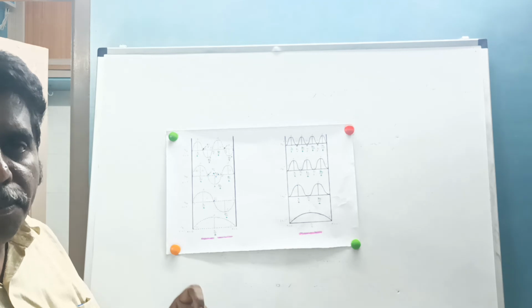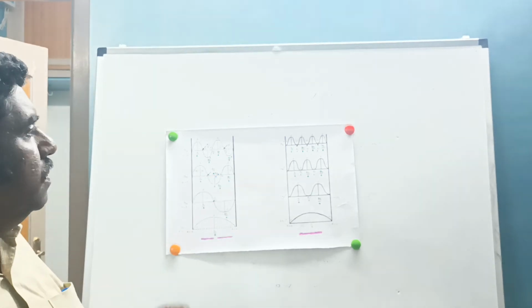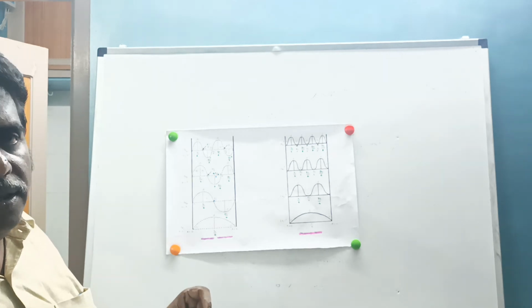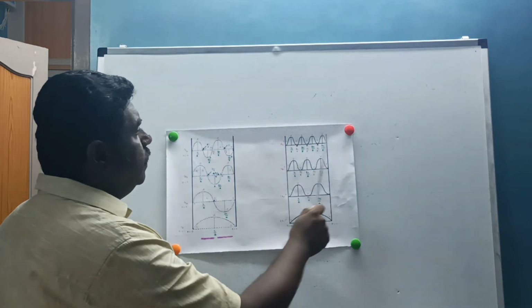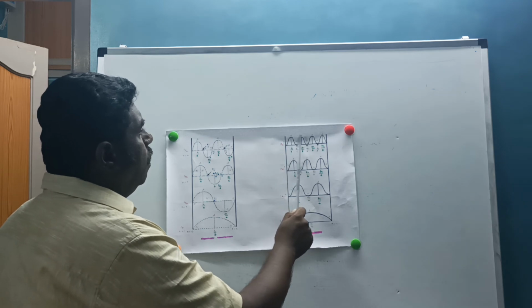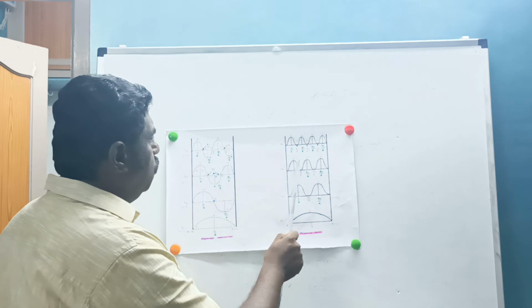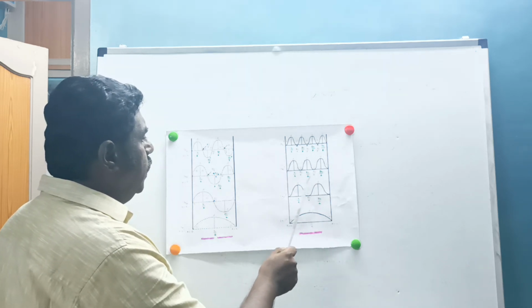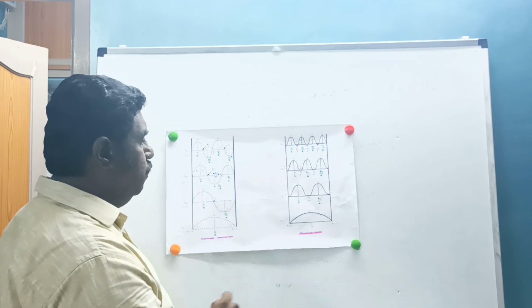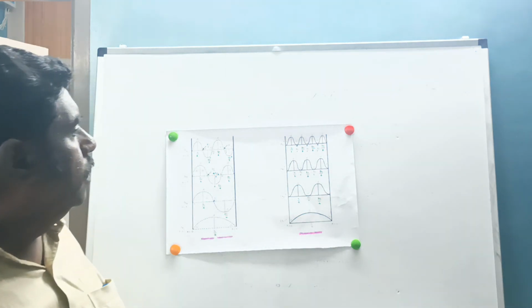Here the antinode is the point corresponding to the maximum probability density. That means the probability of finding the particle is more at these 4 points. The particle is likely to be present at all these 4 points. If n equal to 3, the particle is likely to be present at all these 3 points. If n is equal to 2, the particle is likely to be present only at these 2 points. If n is equal to 1, the particle is likely to be present only at this point.